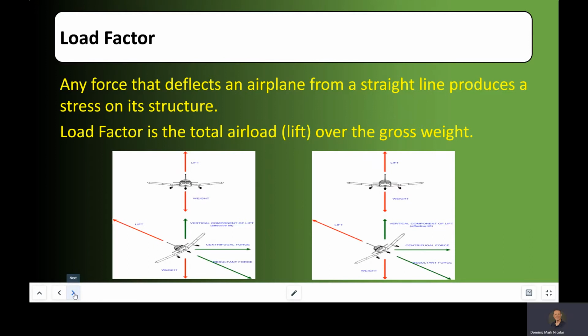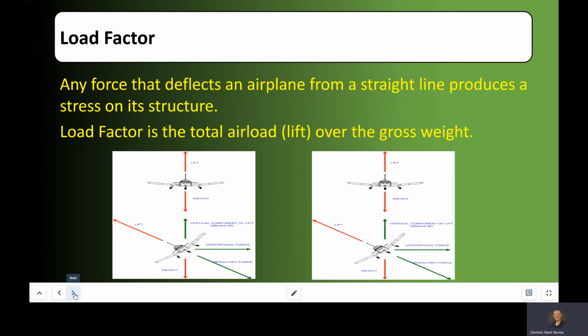You've probably felt that if you've done a rapid nose pitch up, you've felt a little bit of oomph on you. Or even in a steep turn, if you've pulled back a little too aggressively, you felt yourself being pushed into the seat. Your airframe's going through a stress point as well. So that load factor comes into the equation here of, well, how much lift are you producing? And that's set over the gross weight, so lift over weight.